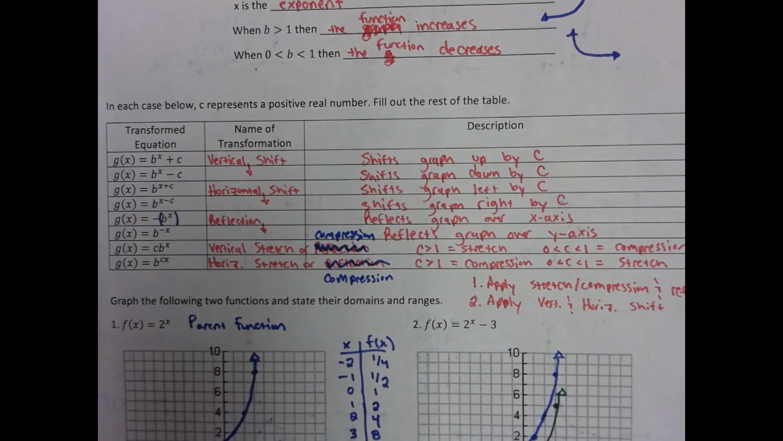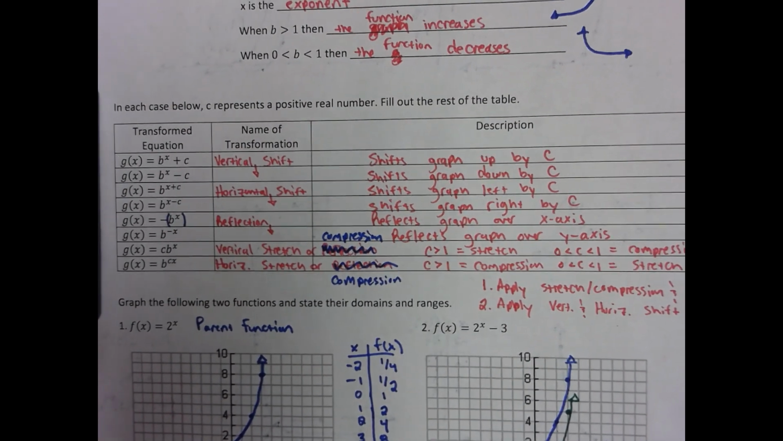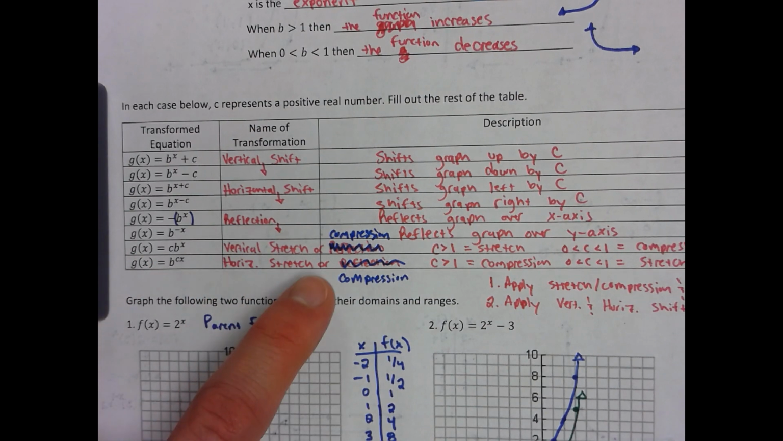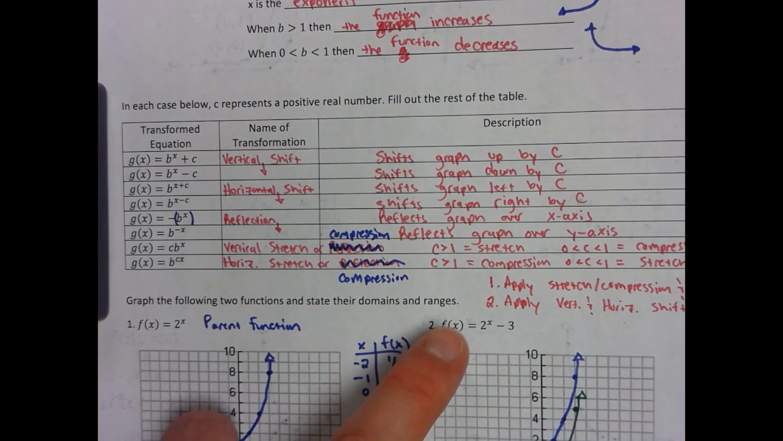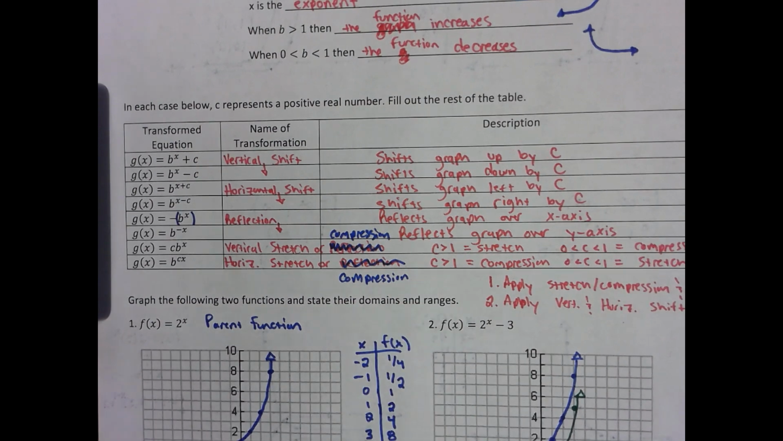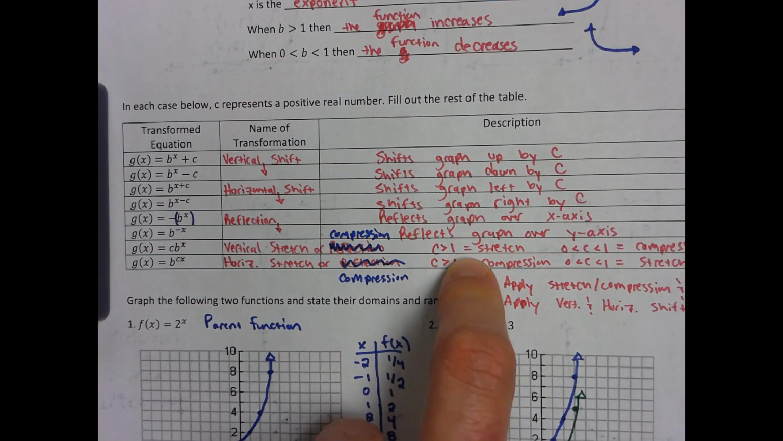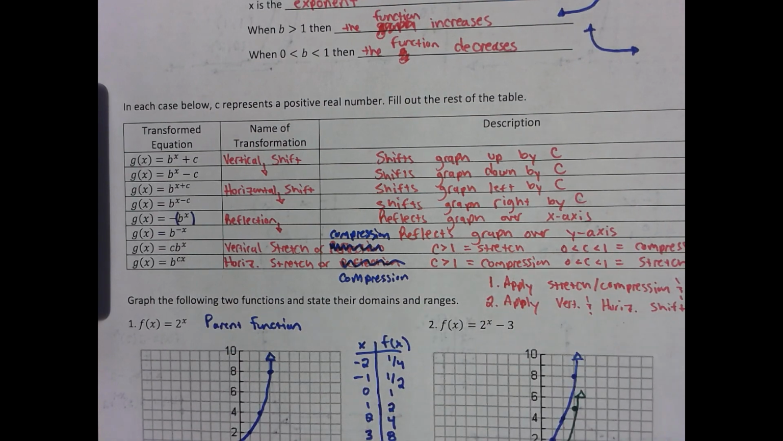So your last two are your stretches and compressions. With the top one, c times b to the power of x, is your vertical stretch or compression. Now, the one thing I want us to add in there is how we know whether it's a stretch or compression. And this is, again, directly taken from the transformation stuff we already know. When c is greater than 1, that's when we know it is a vertical stretch. When c is between 0 and 1, that's how we can tell it is a compression.